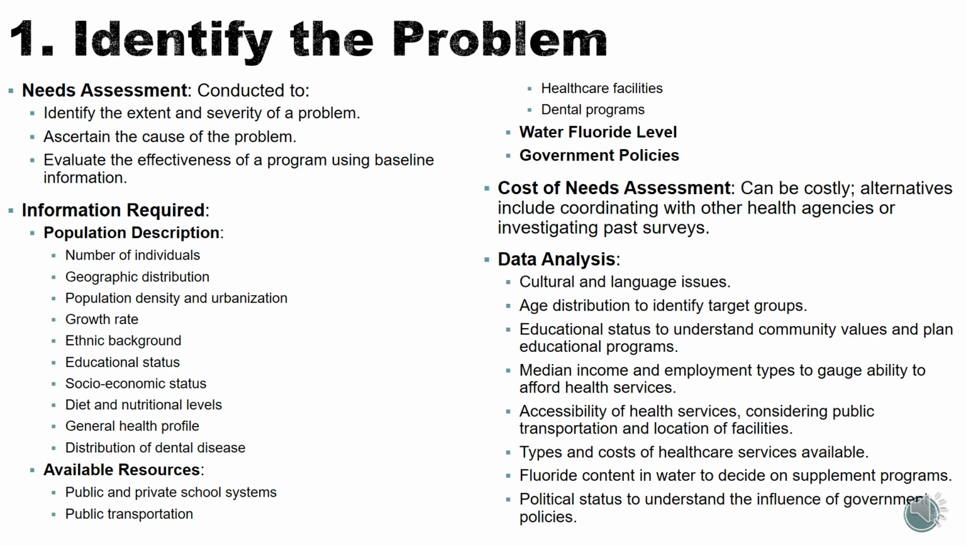Analysis of the data. Once the data is obtained from the needs assessment, the information must be analyzed before the priorities are determined, like cultural and language issues, the age distribution to identify the target groups, educational status to understand community values and plan educational programs, median income and employment types to gauge ability to afford health services, accessibility of health services considering public transportation and location of facilities, types and costs of healthcare services available, fluoride content in water to decide on supplement programs, and political status to understand the influence of government policies.